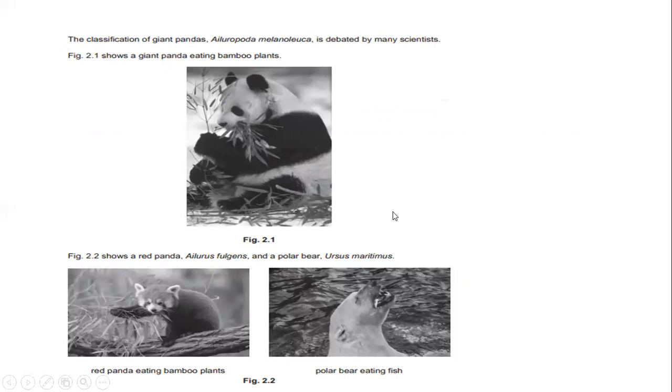The classification of giant pandas, Ailuropoda melanoleuca, is debated by many scientists. Figure 2.1 shows a giant panda eating bamboo plants. And figure 2.2 shows a red panda, Ailurus fulgens, and a polar bear, Ursus maritimus, with the polar bear eating fish and the red panda eating bamboo plant.